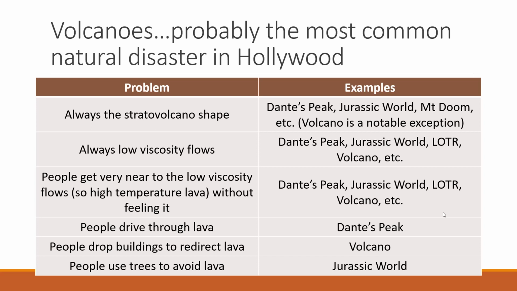People drop buildings to redirect lava. That happens in Volcano. Volcano's got so many problems. Volcano, if you want to see a bad volcano movie, that's probably the best bad volcano movie of recent ones. I have to keep talking about the Jurassic World scene when he hides behind a tree to try to save himself from the lava. It's ridiculous.